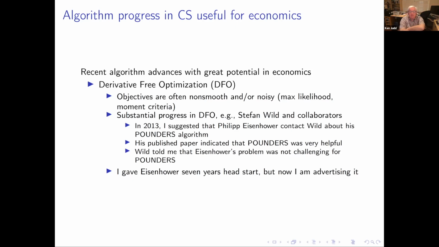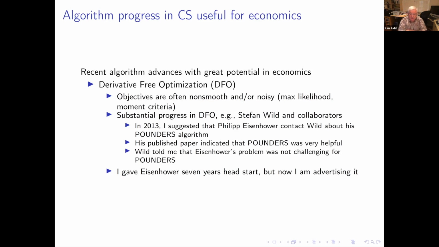The idea behind a lot of this software is that the objective function may be non-smooth. However, it looks like it's a smooth function plus some noise. So basically, the idea of these algorithms is to separate the noise from the underlying true smooth function, and then use that insight to optimize it. And the software that he has is called Pounders.